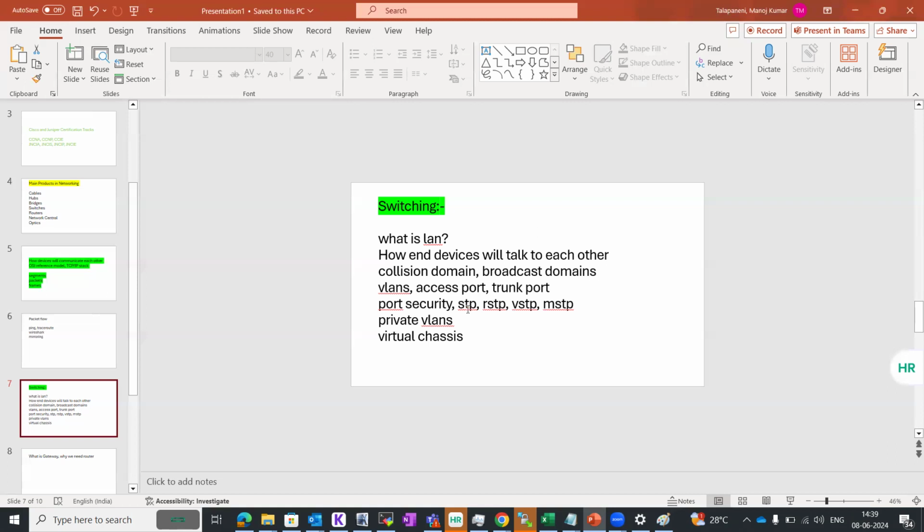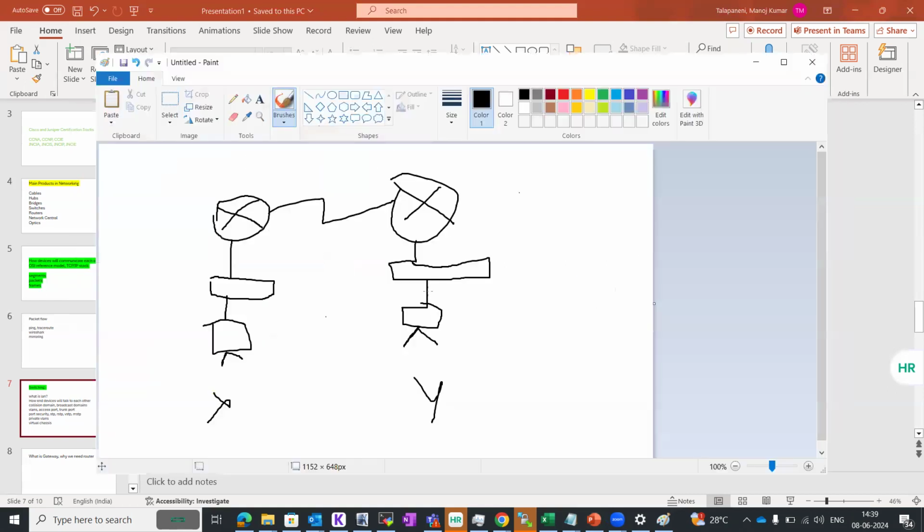And when you come to STP, RSTP, and VSTP, what are these? These are the loop prevention mechanisms we use in switches for redundancy purposes.